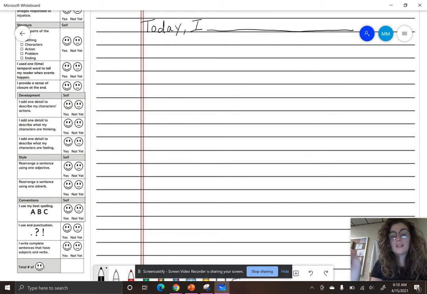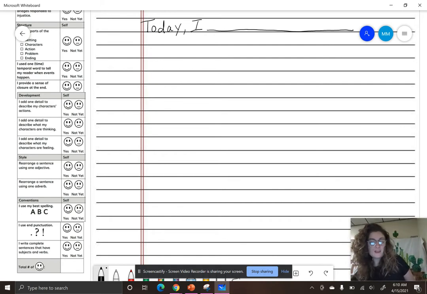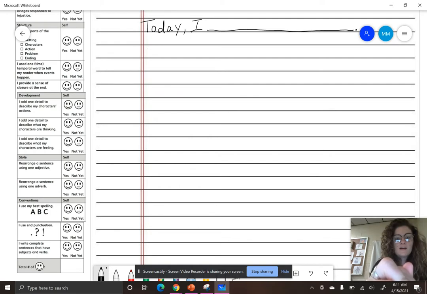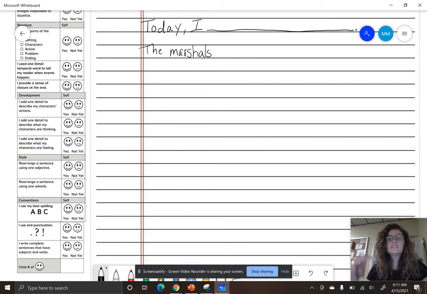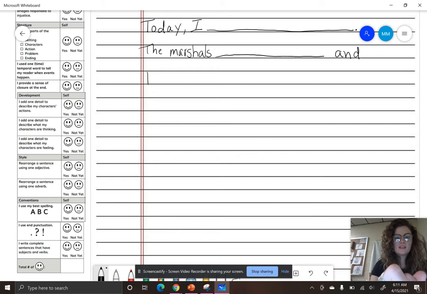Remember, we talked about how she stopped in the middle of the crowd. So I want you to tell me, today I blank. Tell me where she is stopping. Now I want you to tell me about the marshals. What was going on with the marshals? What were they doing? What was the angry crowd doing? The marshals blank.